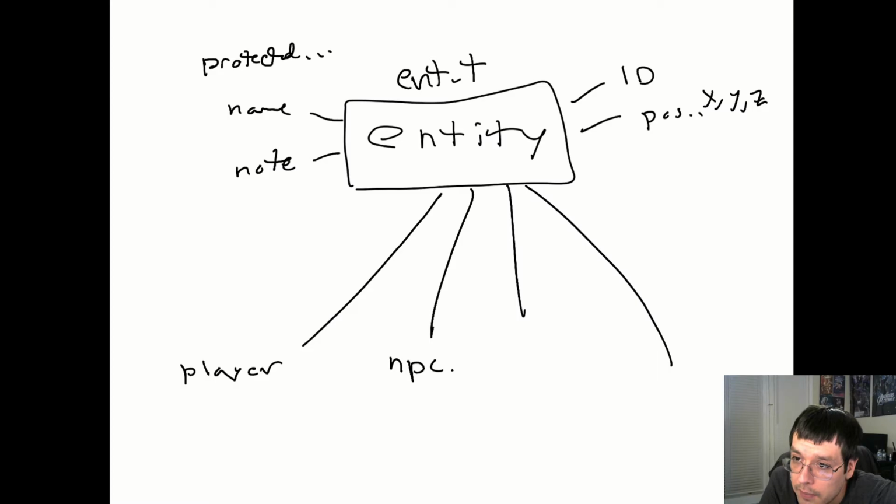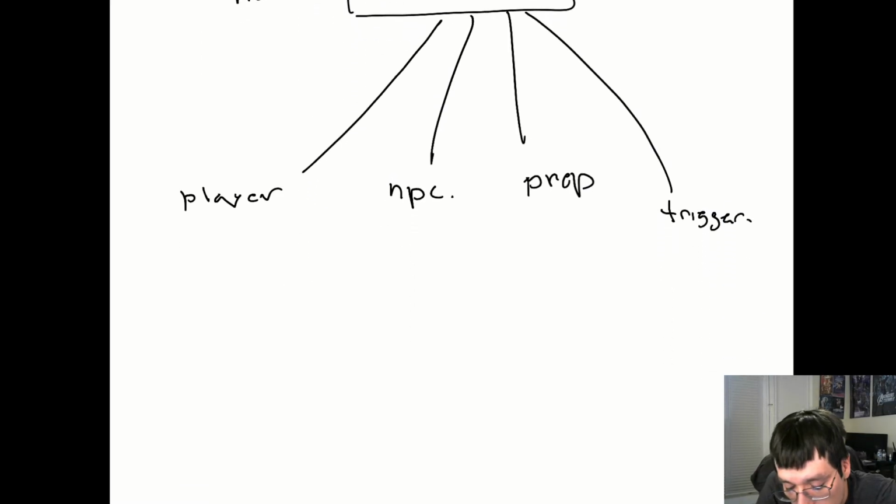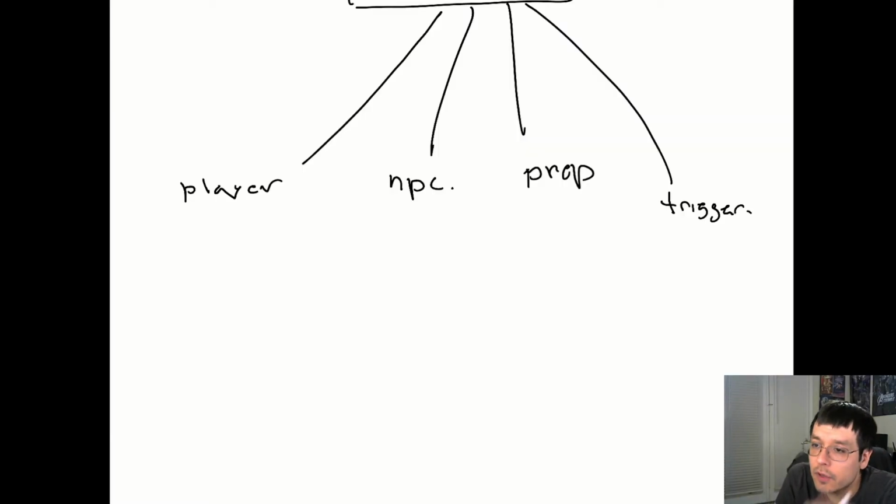You could have just an object, but not an actual NPC object, just like a prop in the room or something. You could also have a trigger. I don't know if a trigger would be an entity, but you could do that too, and so on. A trigger, like, if a player walks through this, it activates something in your world. And then from there, you could even have inheritance to other levels.